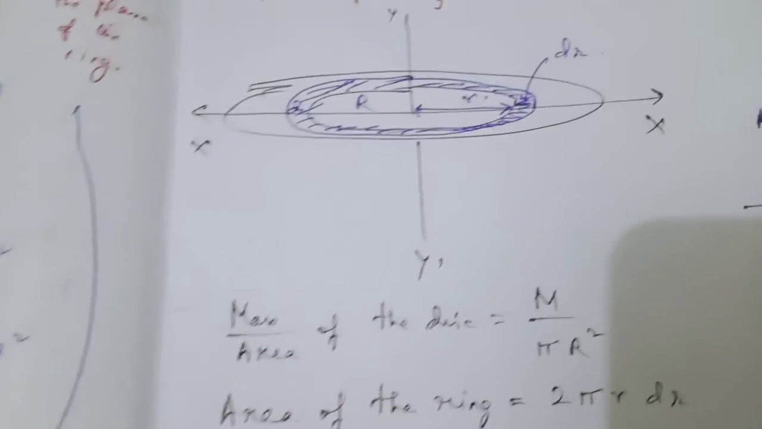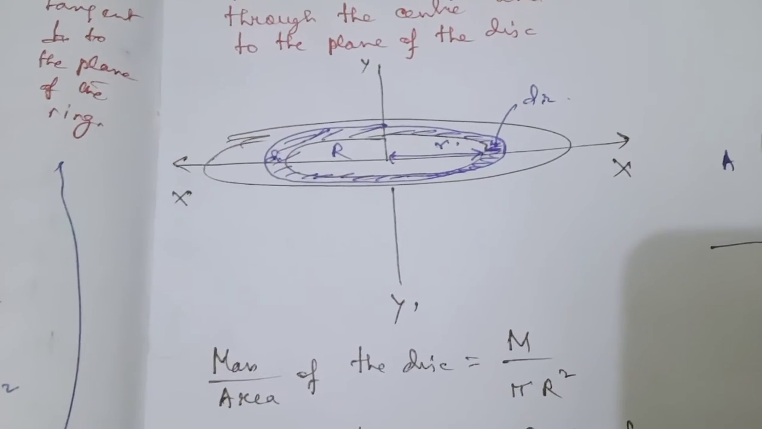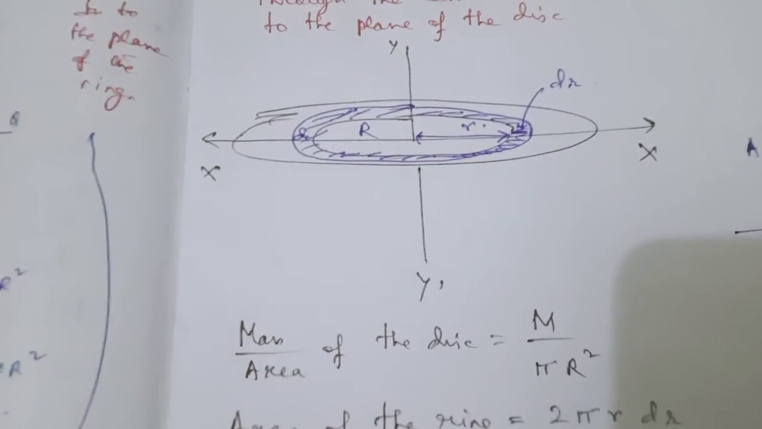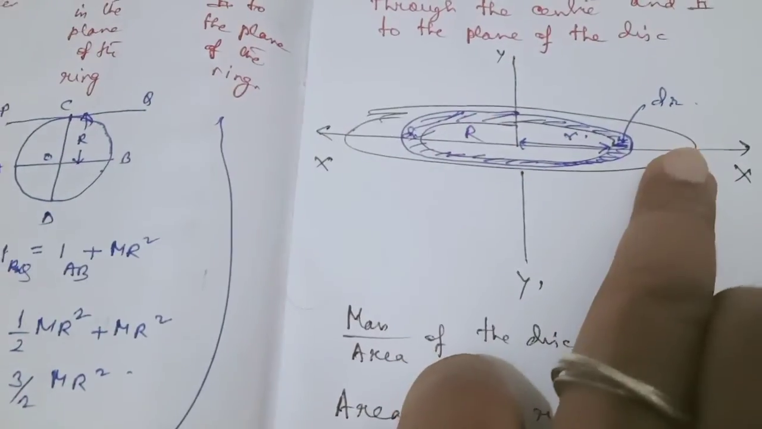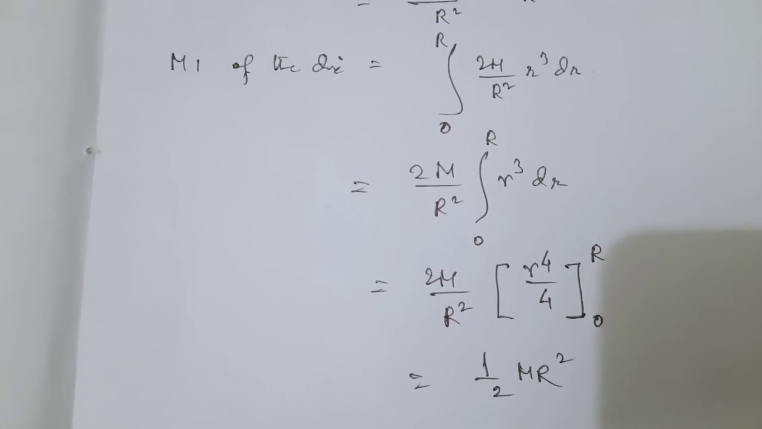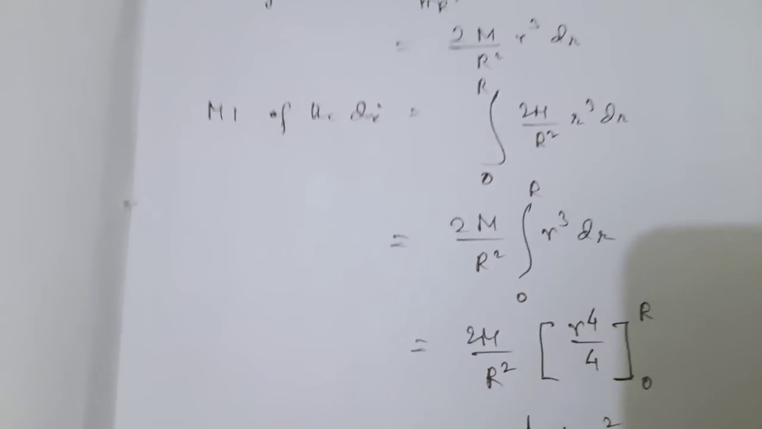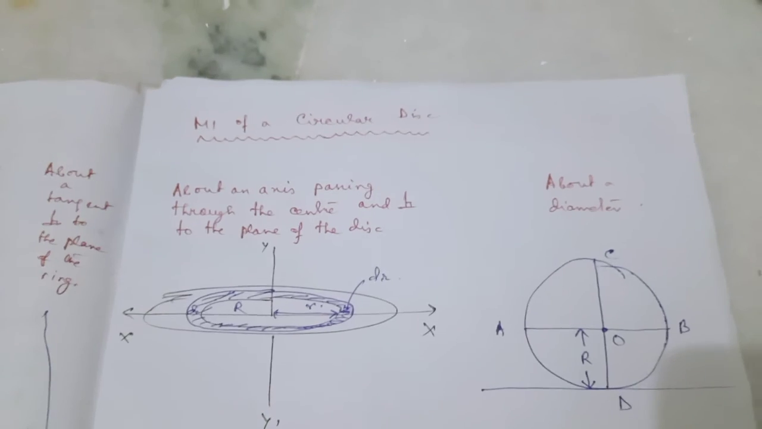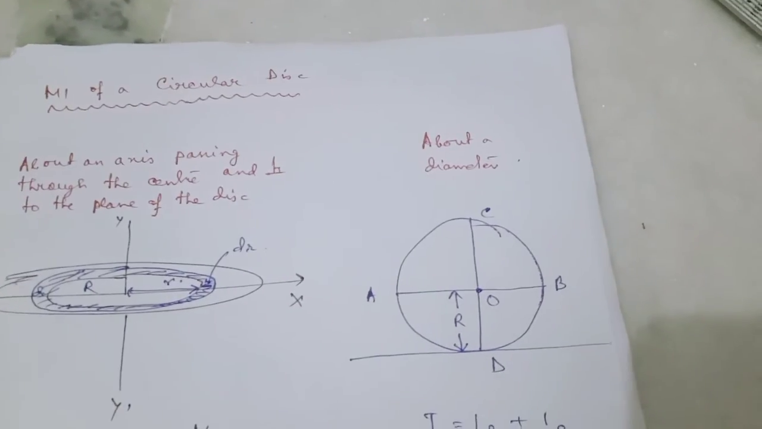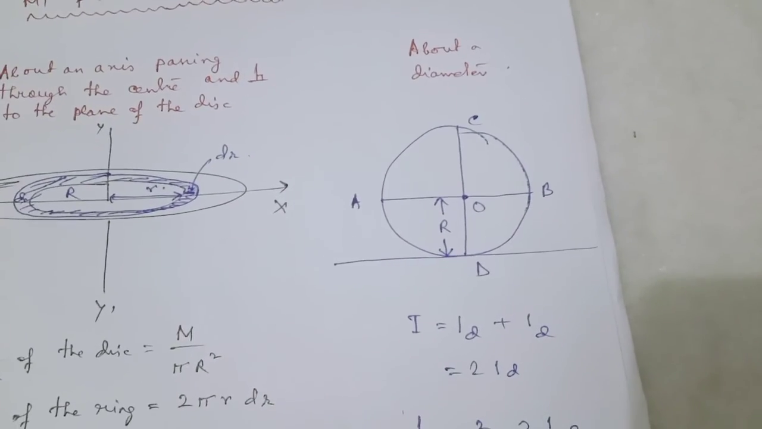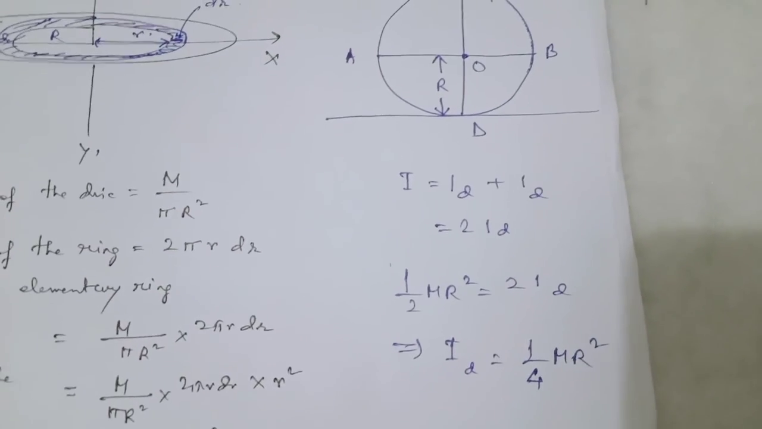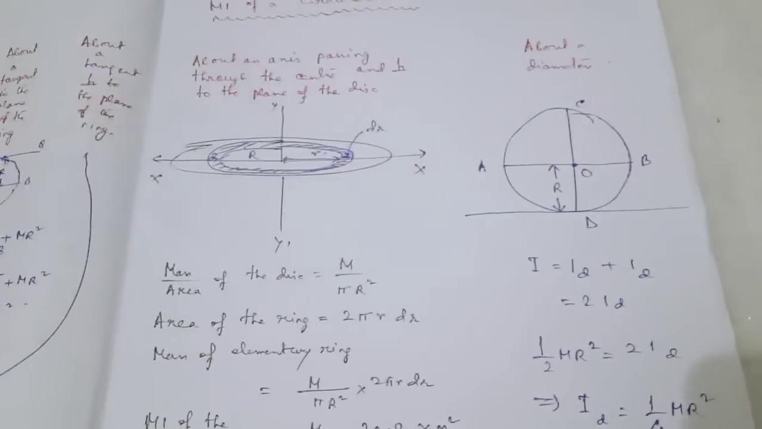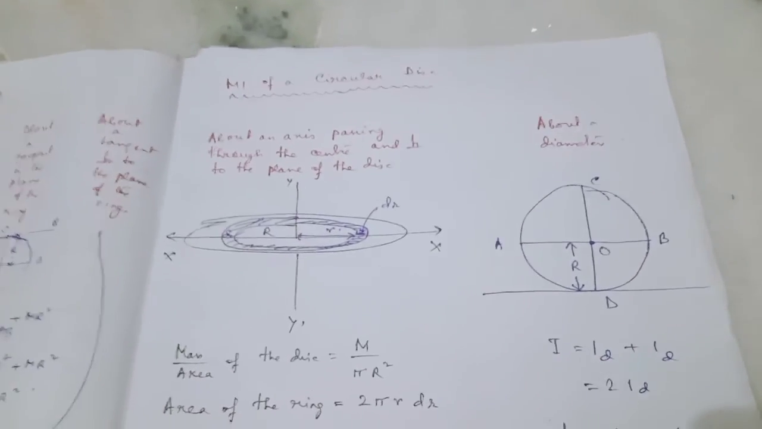Now there are several rings which have dr as element. So you have to add or integrate it from where? From 0 to r. So you have to integrate it from 0 to r and you will get this value, half m r square. If you try to find out the moment of inertia of a circular disc about a diameter, you have to consider it in this manner. I is equal to Id plus Id. That will give you Id as 1/4 m r square. In this way, the moment of inertia of a circular disc can be computed.